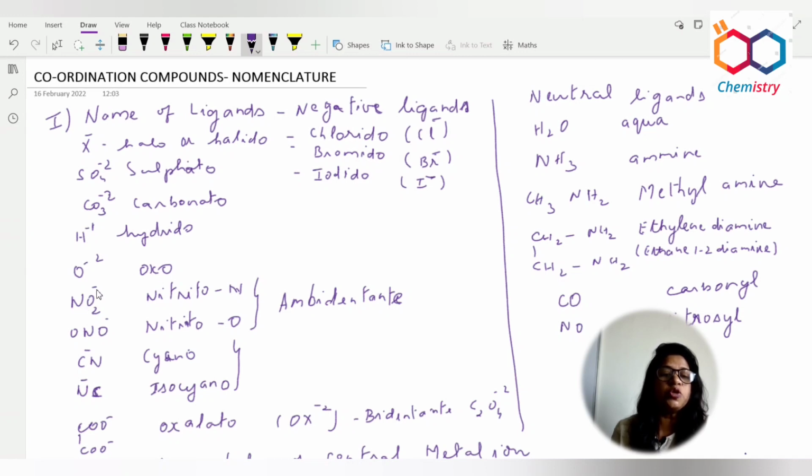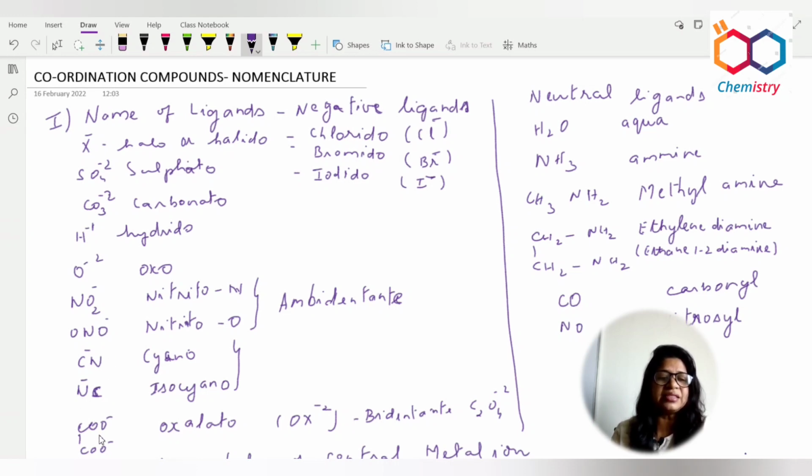NO2 minus is nitrito N. Here N is written. If instead you write it as ONO, you name it nitrito O, because this nitrito can ligate either through N or through O. If it is ligating through N, you write NO2. If it is ligating through O, you write ONO. So you name it nitrito N or nitrito O. Such ligands are called ambidentate ligands. Now look at the next ligand, CN minus, cyano, or NC, isocyano. These are also ambidentate ligands.